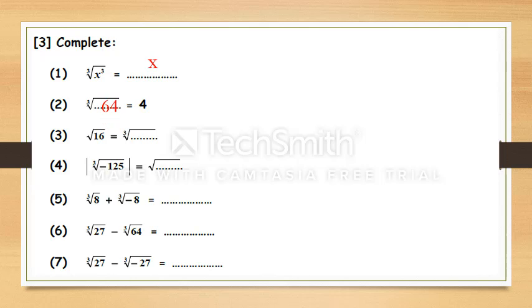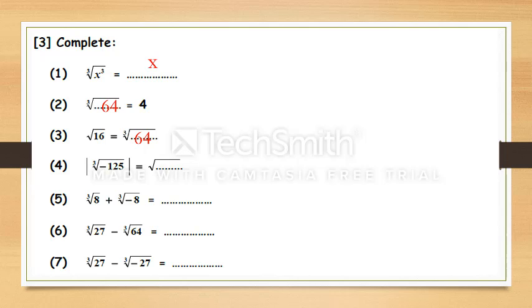And number 3, the square root of 16 equals 4, and we want to put 4 inside the cube root by multiplying the power of 4 by 3. The power of 4 here is 1, and 1 times 3 equals 3, so we get 4 to the power 3 equals 64.